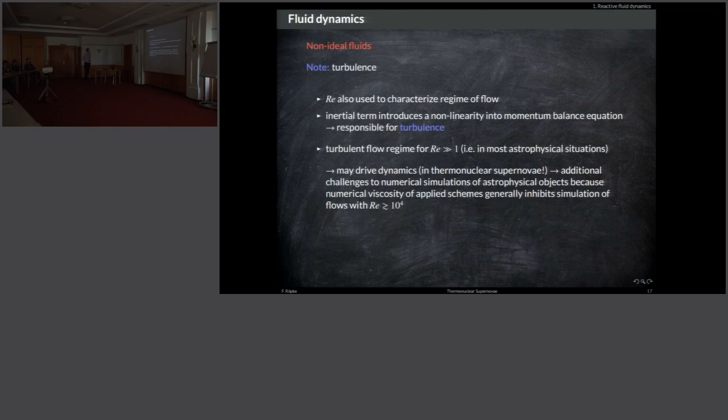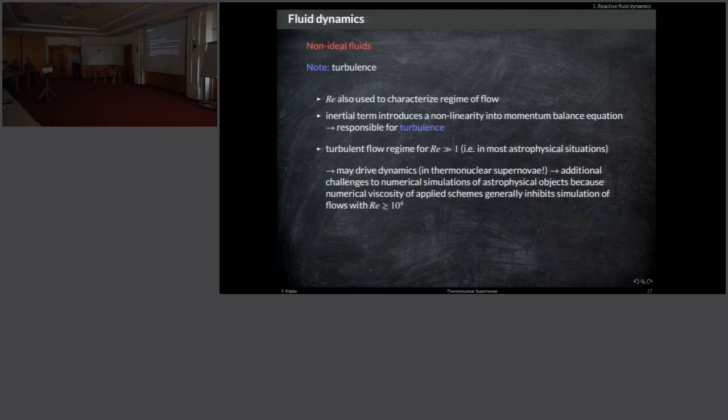So that means that if the Reynolds number is large, and that means that the magnitude of our advection term is much larger than the viscosity effects, then we can expect turbulence. So we have turbulent flows in the regime where the Reynolds numbers are very large. And this is usually the case in astrophysical situations, and as we will discuss tomorrow, this is very important in thermonuclear supernova explosions where we have to deal with turbulence. In many cases, these turbulent properties of the fluid may drive the dynamics. So this is the case in thermonuclear supernovae.